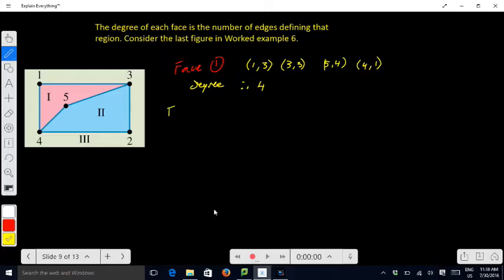For face number 2, or region number 2, we've got 1, 2, 3, 4. So its degree would also be 4. I'm not going to list them out. You can do that if you want. And then for face number 3, even though we go all the way around the outside, we've got 1, 2, 3, and 4 edges touching it. So its degree would also be 4.